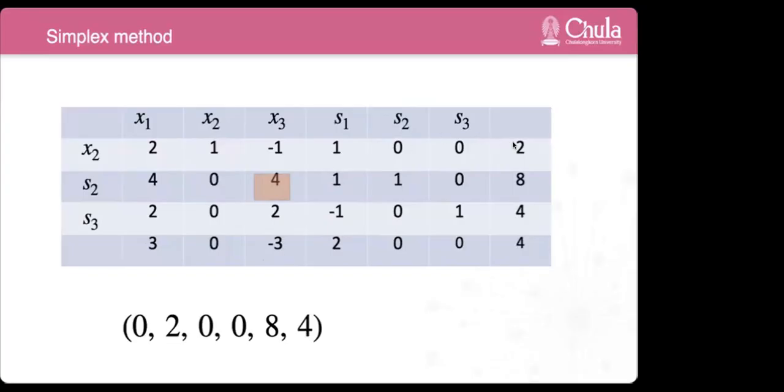The smallest positive of B over A. This one, you skip x2, right? Because this is negative. This one is 8 by 4, which is 2, right? And 4 by 2, which is 2. You can take any one. S2 or S3 is fine. Anyone.